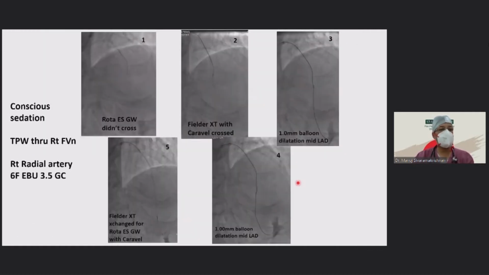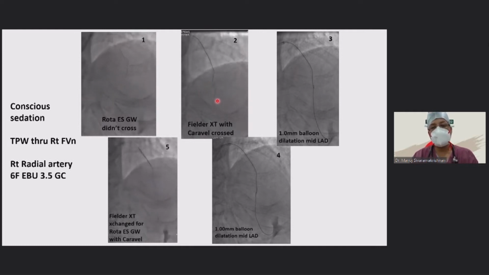As a stage 1 PCI under conscious sedation, a temporary pacing wire was kept in the right femoral vein, and then a right radial approach was used with a 6F EBU guide catheter. Initially, the RotaWire Extra Support guide wire could not cross. You could see the RotaWire Extra Support is buckling here, and a Fielder XT wire was used, which has a tapering 0.009 tip, and that could cross with a microcatheter, Caravel, support.